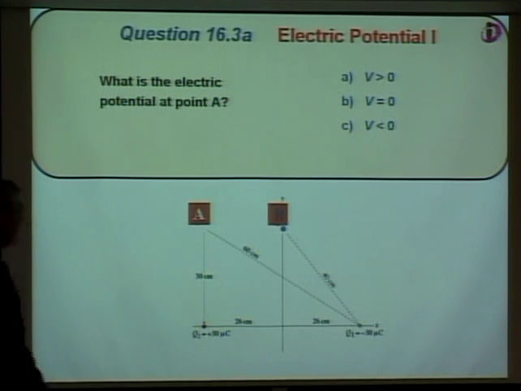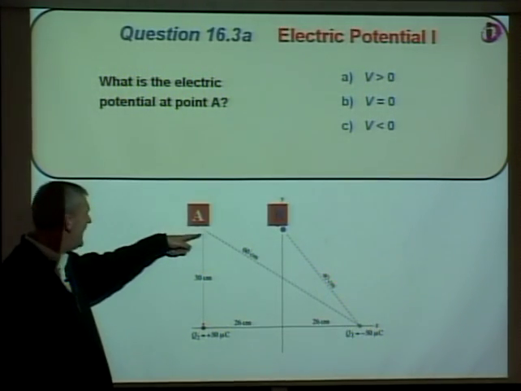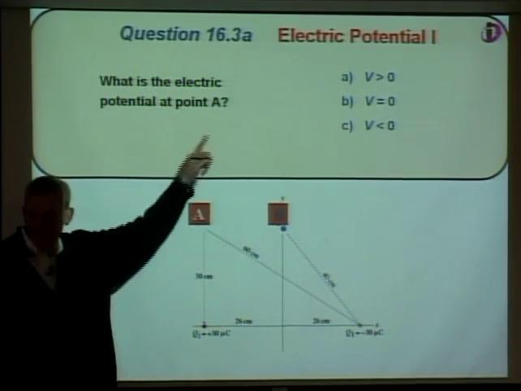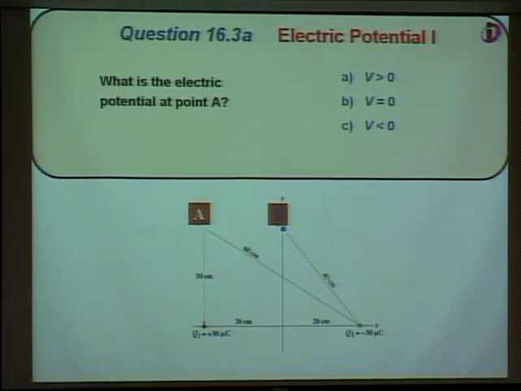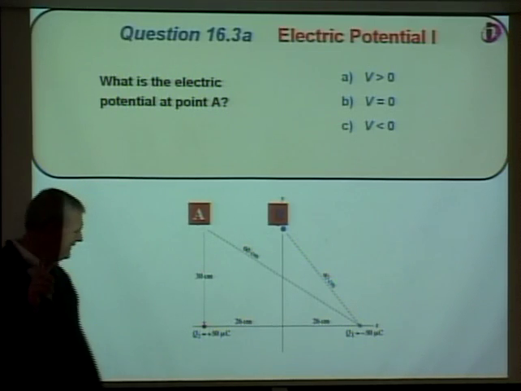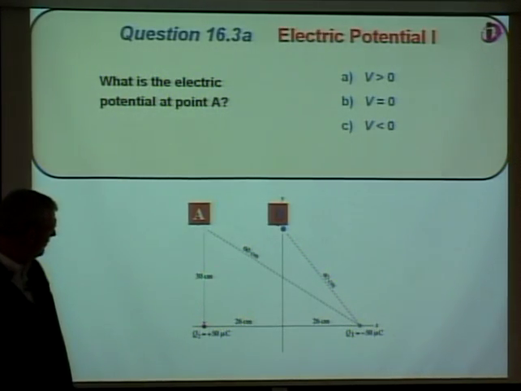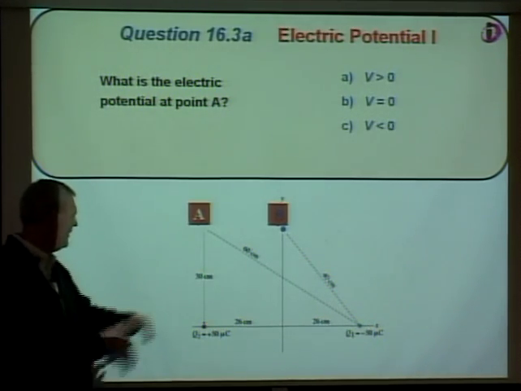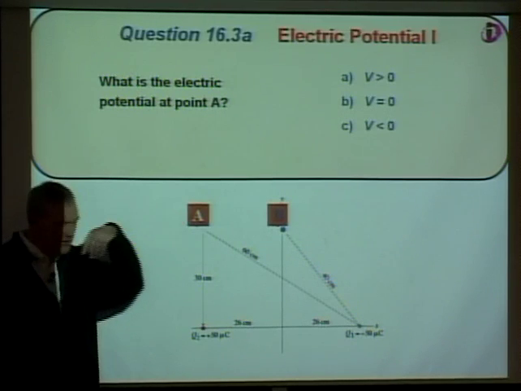What is the electric potential at A? Oh, they're just making us do, we just have to decide if it's greater than or less than 0 or equal to 0. All right, here we go. Looks like they've got, I got a real quick question for you. What's the electric potential at A? Is it going to be greater than 0 or less than 0, do you think?